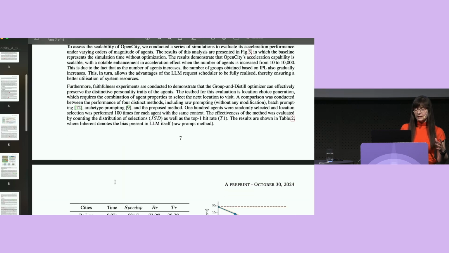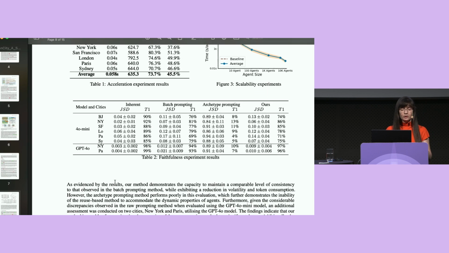So what they did was this approach of group and distill prompting. Instead of doing it per each individual agent, they group agents with similar static traits, and then they have shared prompts for those agents. And that's why it saves a lot of tokens which we can send.